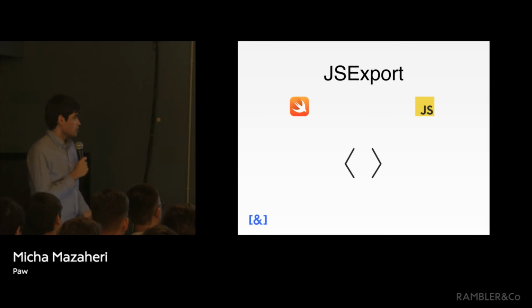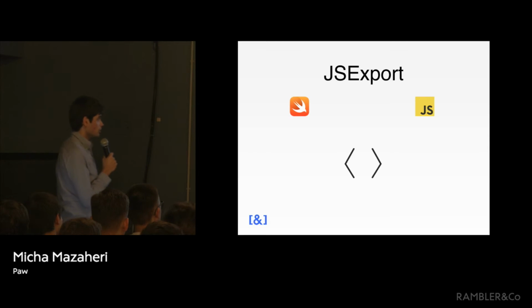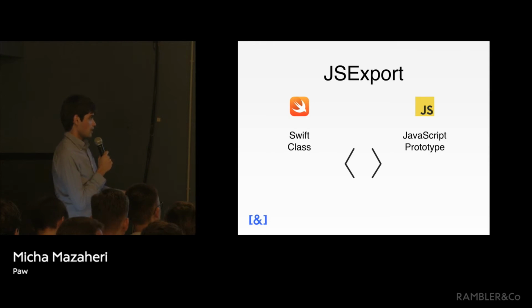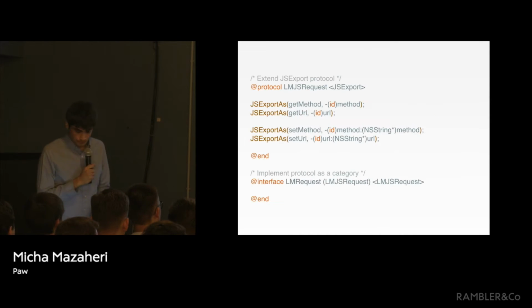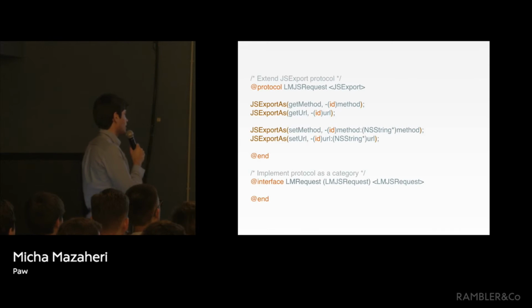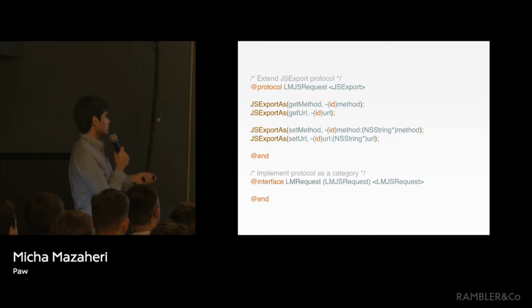For the custom objects you may have in your native code, if you want to bridge them to JavaScript, there is a convenient protocol, JSExport, that lets you bridge native classes to JS prototypes, and obviously the instances to JS objects. So a little example here. In Pow, we have the HTTP requests, which we represent as LMRequest.